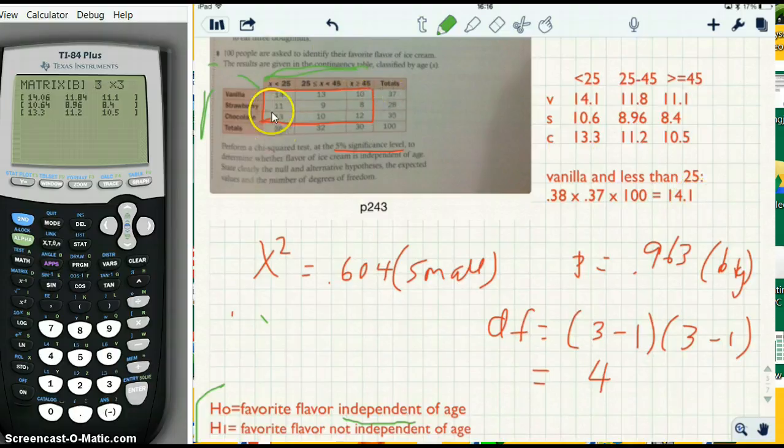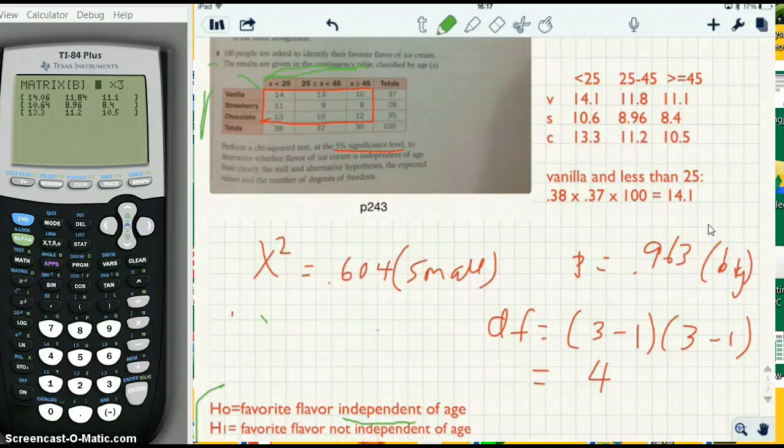The reason why is because, let's say, this column is 38% of the total. This row is 37% of the total. Now, if everything was totally independent, then you would expect that 37% of these 38% of the people will like vanilla and be less than 25. So you would multiply those two together, and then you would multiply that times the total number of people. Okay, so that's how you get 14.1. You multiply this percentage times this percentage and multiply it times the total number of people, like you did here, if they ask you that.